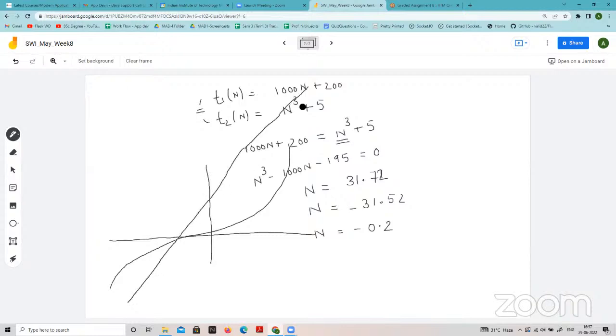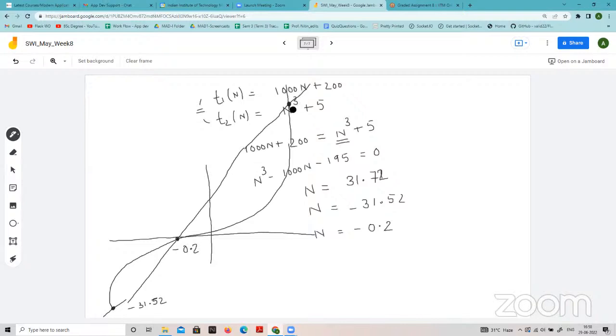Okay, so these are the three intersecting points. This is 1, this is 2, and the other one is 3 somewhere here. These are the points that I know. What are these points? Minus 31.52. This is minus 0.2.